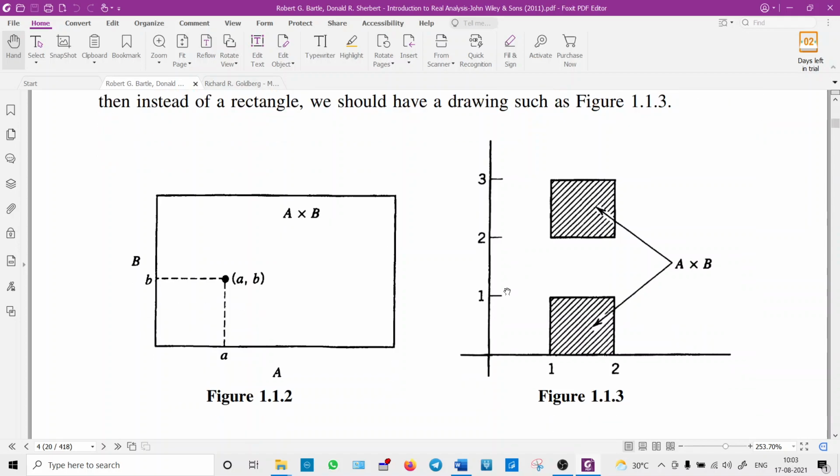For example, this is a simple example, figure 1.1.2 here. Suppose I take one element from the x-axis, and the other element from the set B, which is kept as the y-axis. So what is that Cartesian product A cross B? That is nothing but ordered pairs.